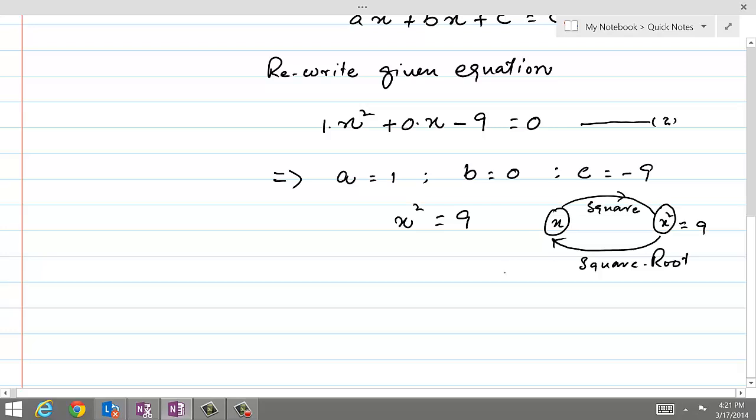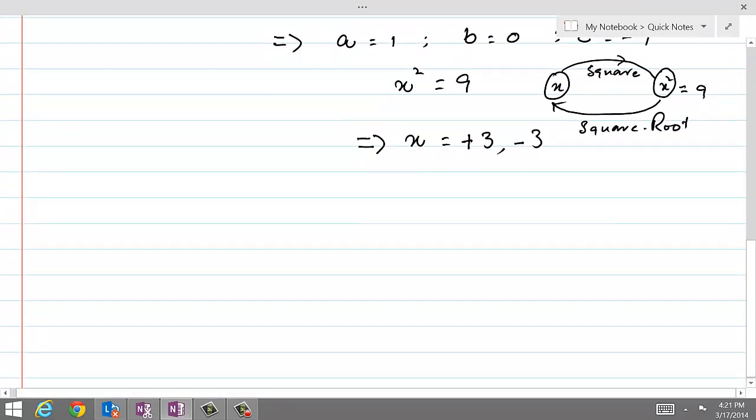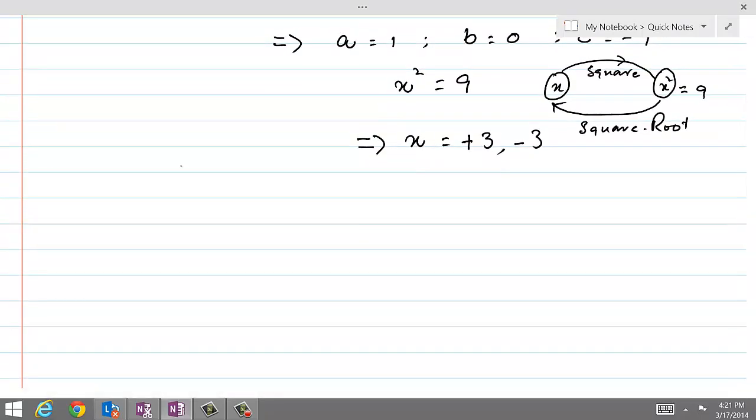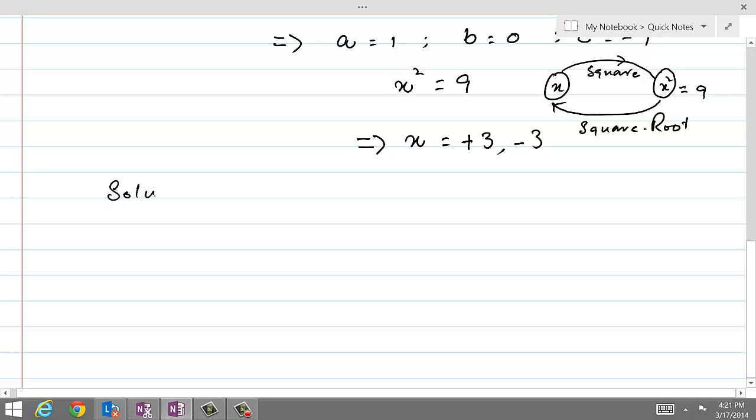So when we are taking the inverse operation, which is a square root, we obviously have to write down both of those possibilities. Therefore, x is equal to plus 3, or it could be minus 3. These possible values of x are called solutions of the given equation. So we are going to write the solution set that is equal to plus 3 and minus 3. So let's write down this.